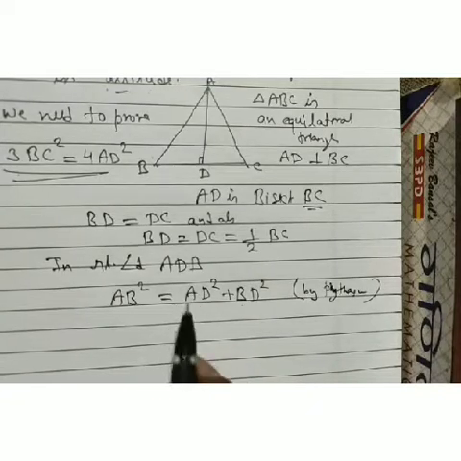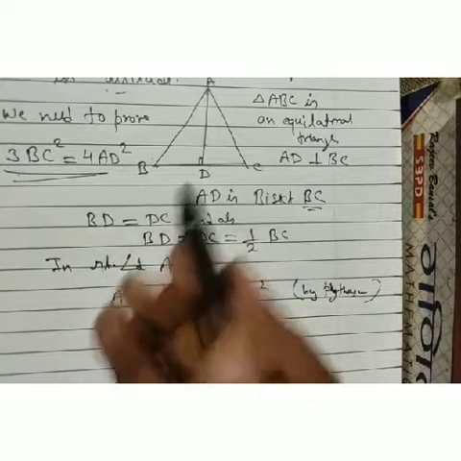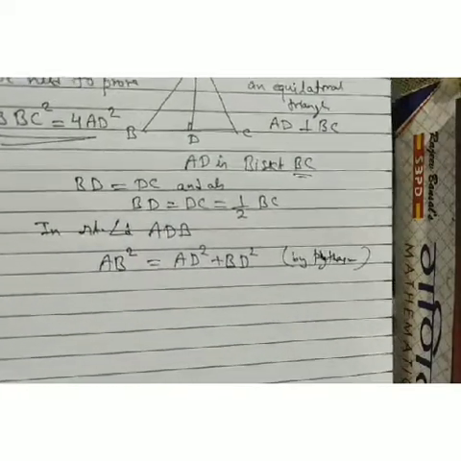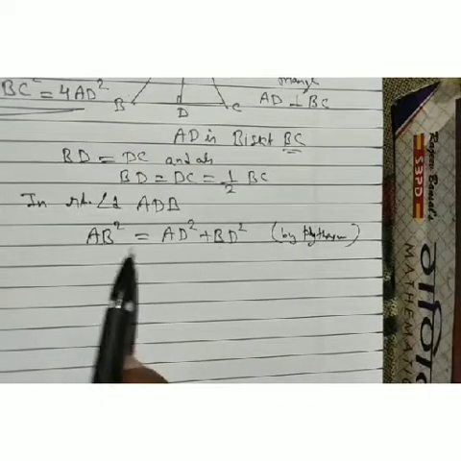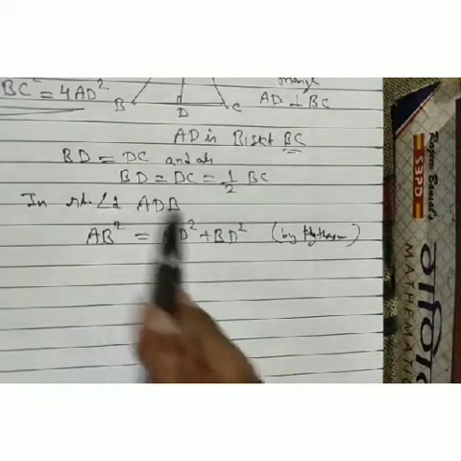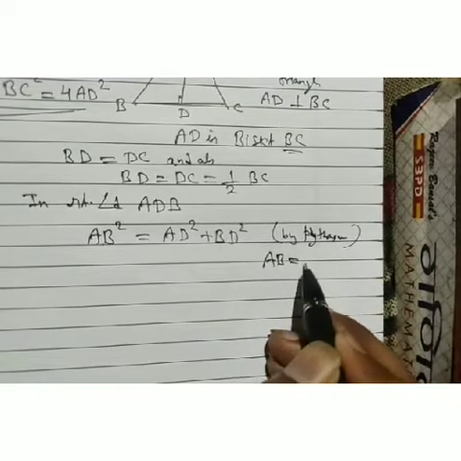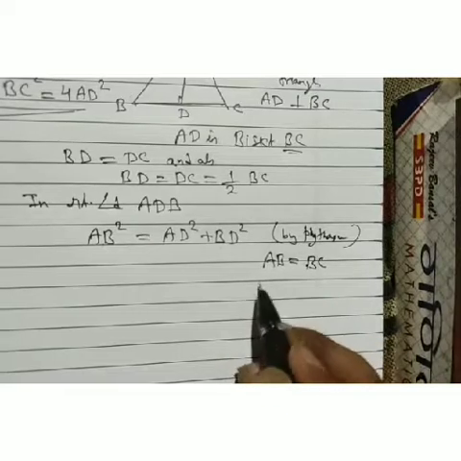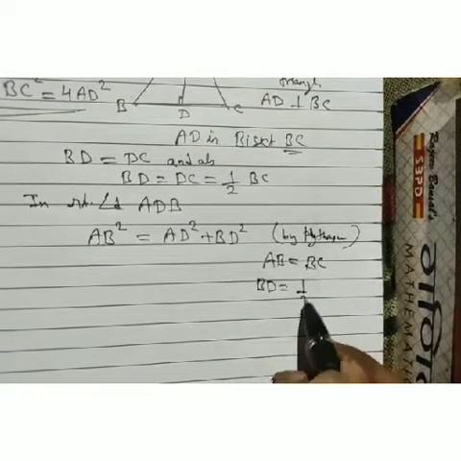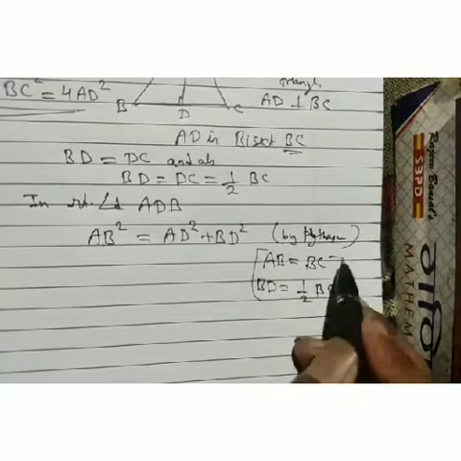We are not going to change our AD, but we are going to convert our BD in terms of side BC. We change AB to BC, and we also change our BD in terms of BC. Now look, our AB is equal to BC, and BD is equal to half of BC. We are going to use this.